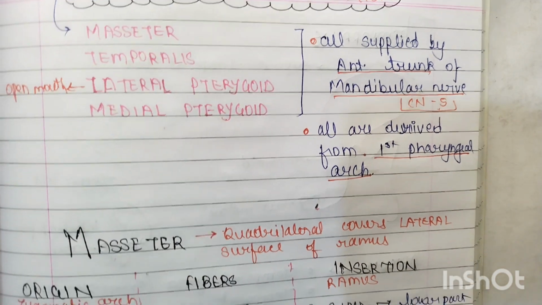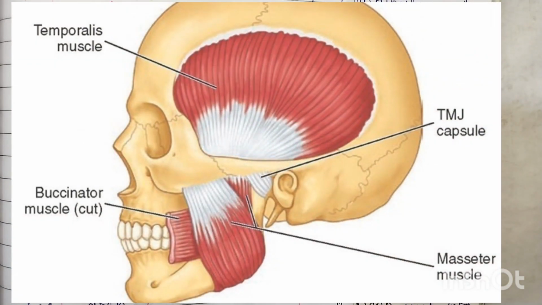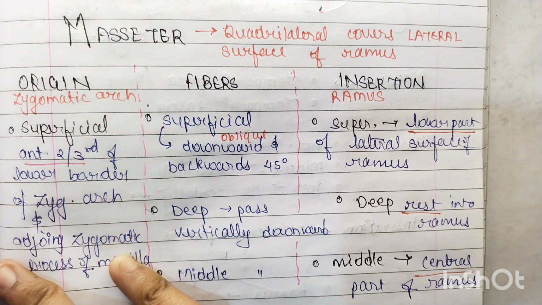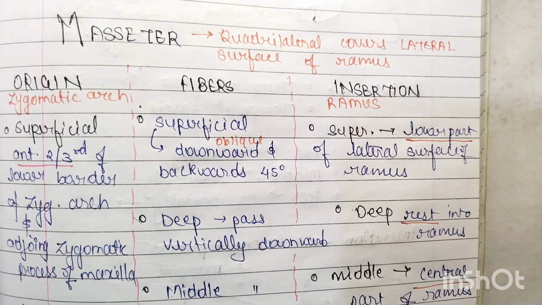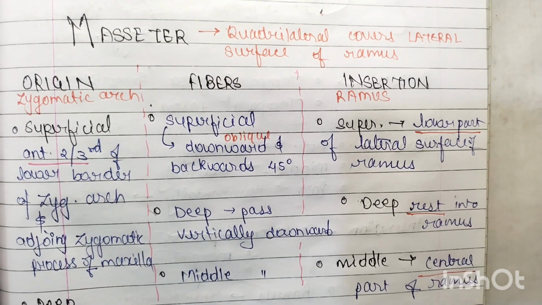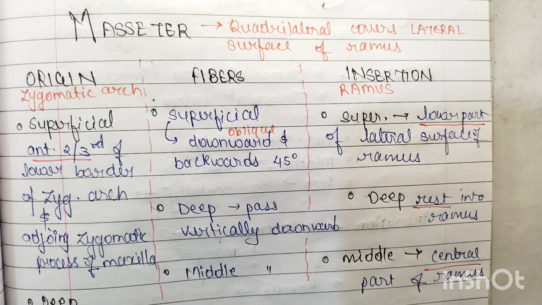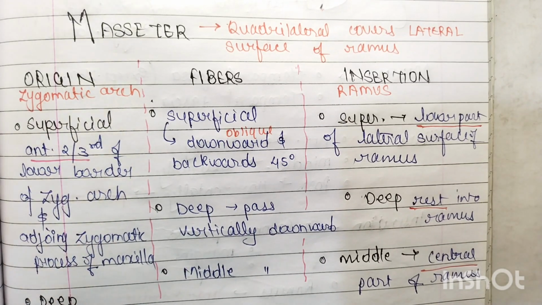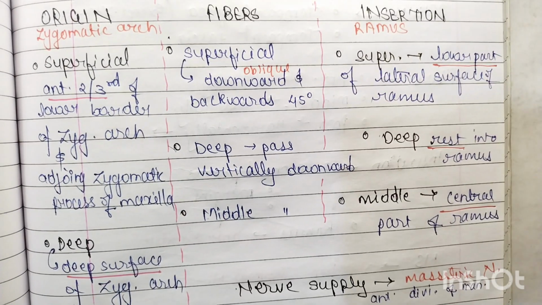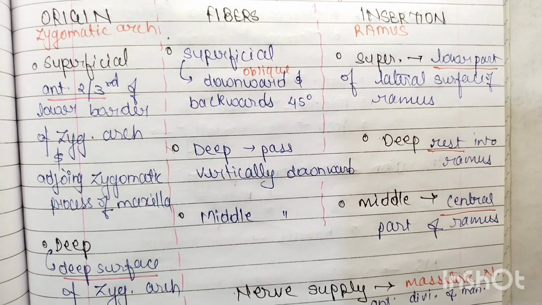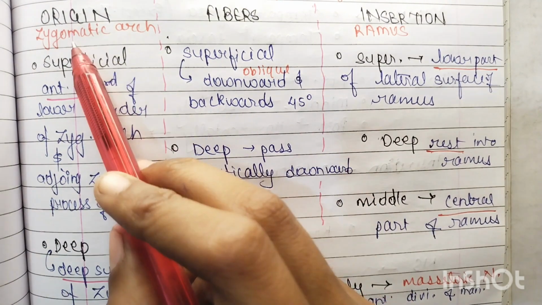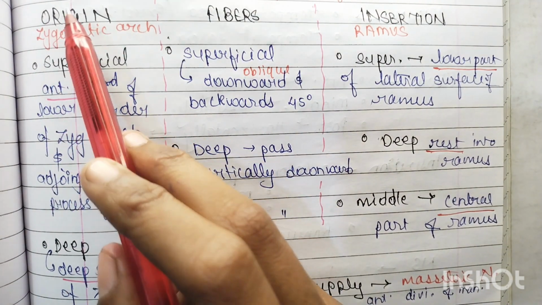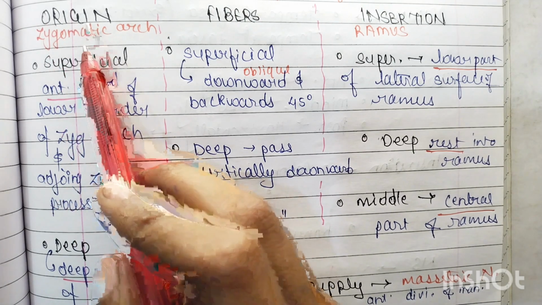Now coming to the masseter muscle. Masseter is quadrilateral and covers the lateral surface of the ramus of the mandible. We are going to first discuss the origin, the fibers, the insertion, the nerve supply and the action of the masseter. First we are going to discuss the origin. In origin you have to remember the zygomatic arch. Where is it originated from?